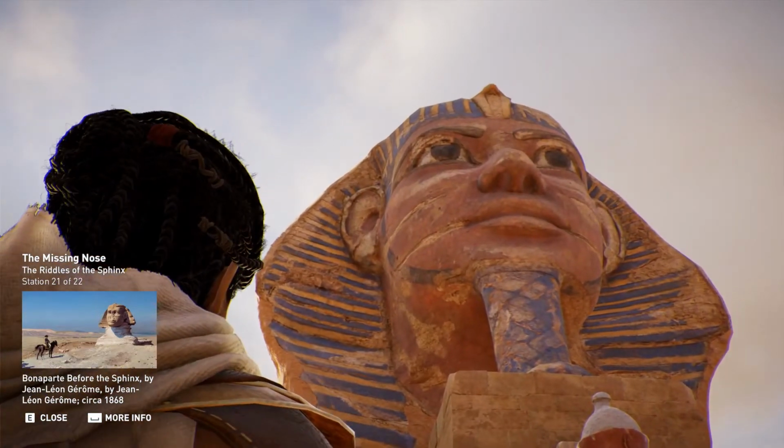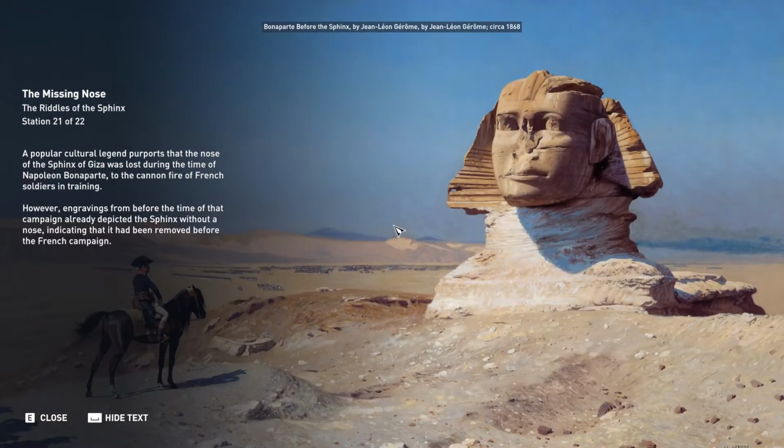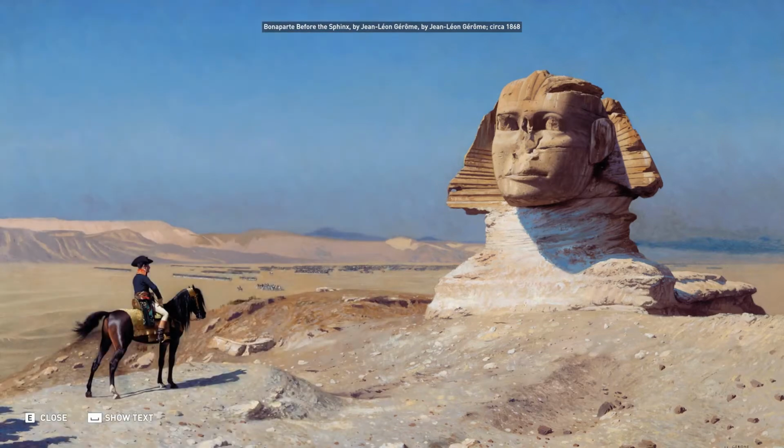A popular cultural legend purports that the nose of the Sphinx of Giza was lost during the time of Napoleon Bonaparte to the cannon fire of French soldiers in training. However, engravings from before the time of that campaign already depicted the Sphinx without a nose, indicating that it had been removed before the French campaign.